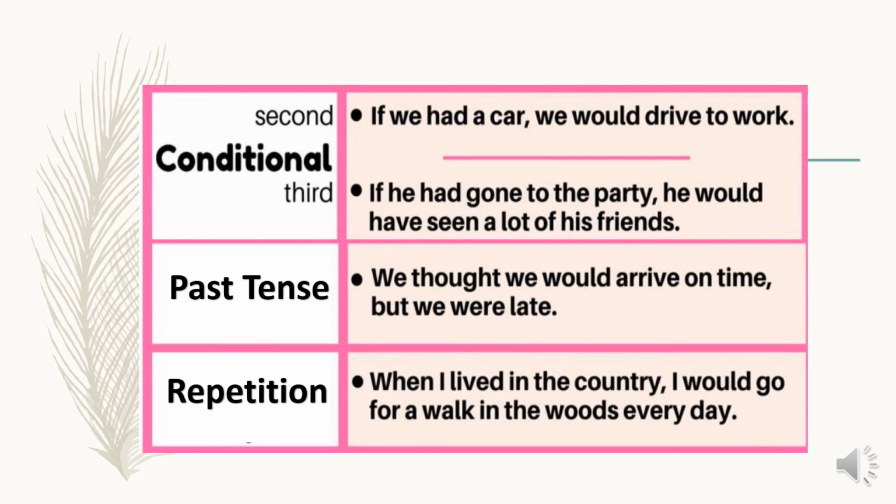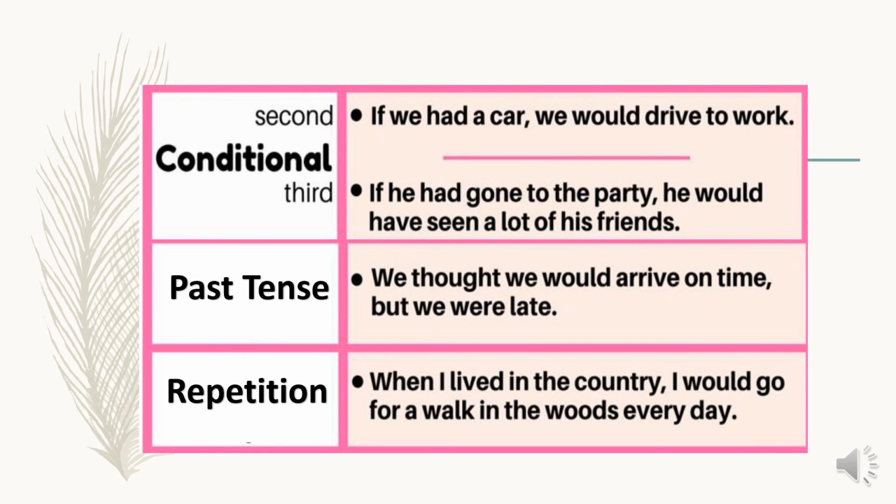If he had gone to the party, he would have seen a lot of his friends. Here we also have a condition. We have the word if, so here we are expressing conditional tone. Then we have past tense of will, if you remember, talking about something that happened in the past.